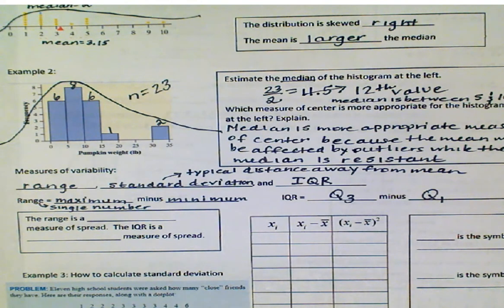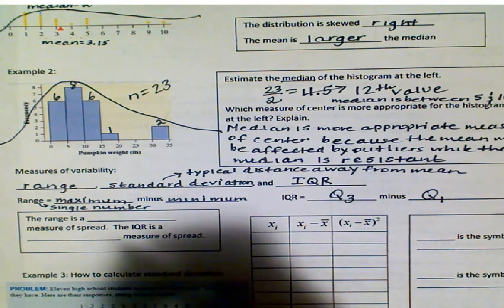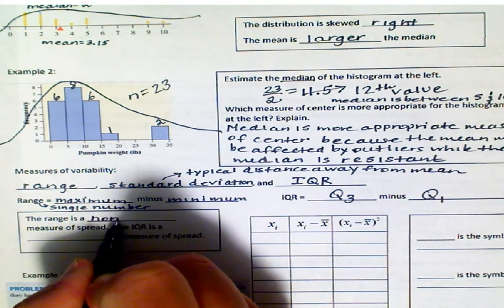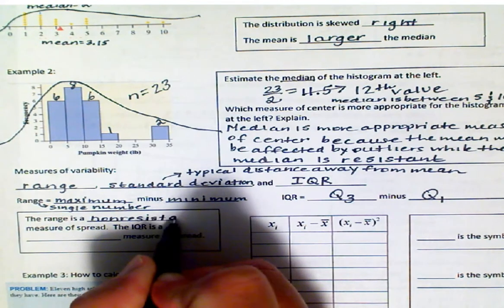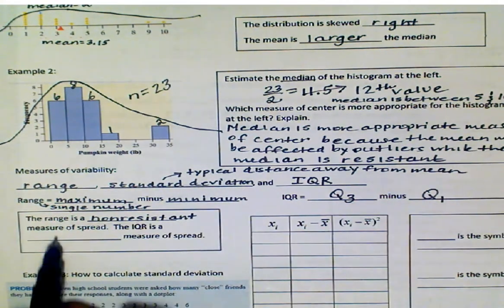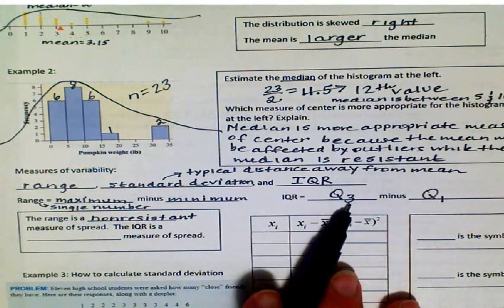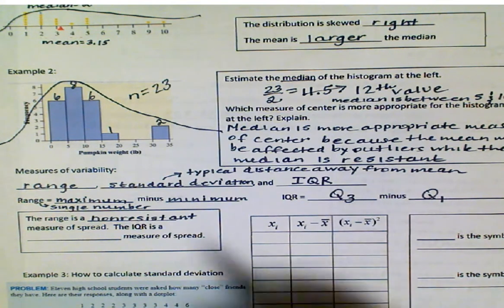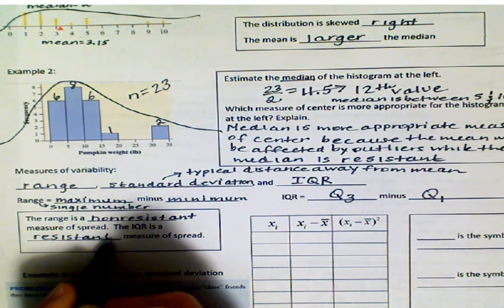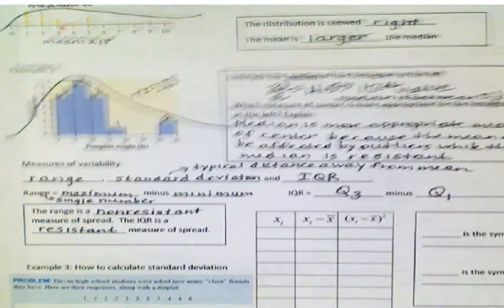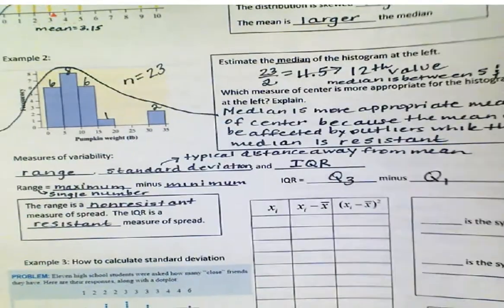Okay, so the range. Do you think the range is resistant or non-resistant? The range is non-resistant. Think about it. It will change. If you have outliers, it's going to change. Okay, it's very affected by the highest and the lowest. The IQR, these two things are not affected by the highest and the lowest, so this would be a resistant measure of spread. Okay, we're going to go through and we're going to find the standard deviation. How do you do it?